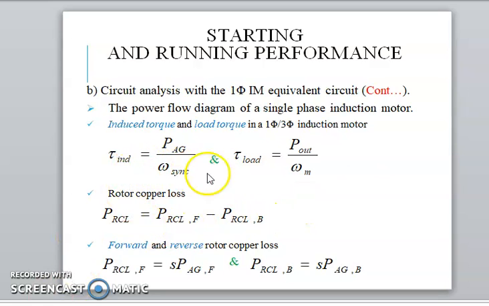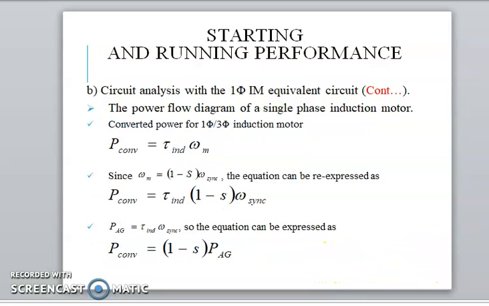Meanwhile, the rotor copper loss is equal to P RCL forward minus P RCL backward as well. The forward and reverse copper losses we can calculate as the slip value times P air gap forward, and the backward slip value times P air gap backward. We can exercise this in the question to come.